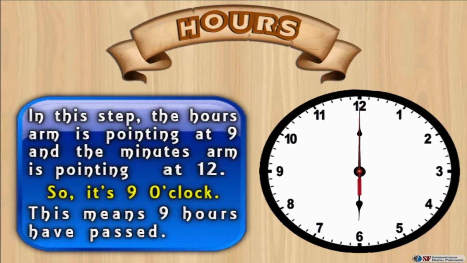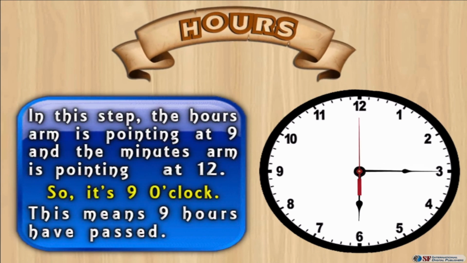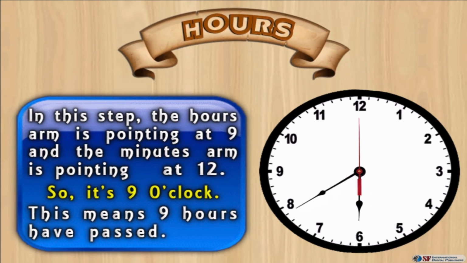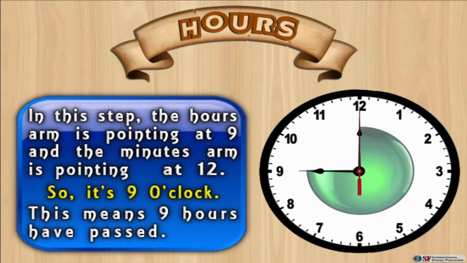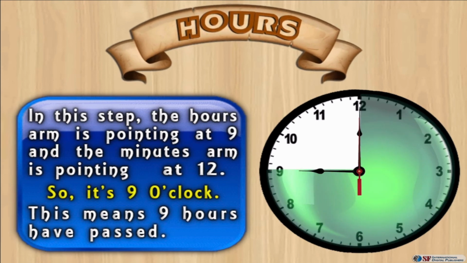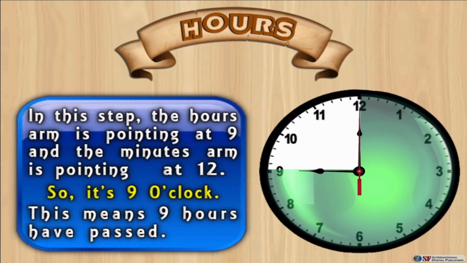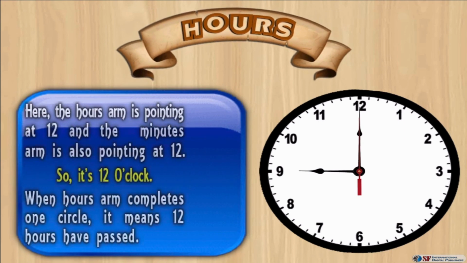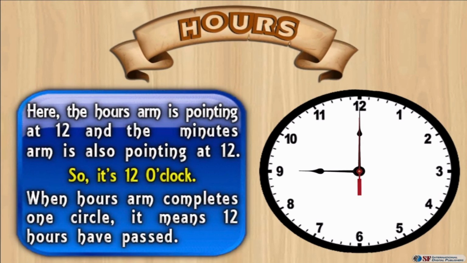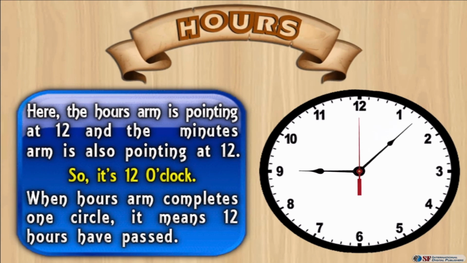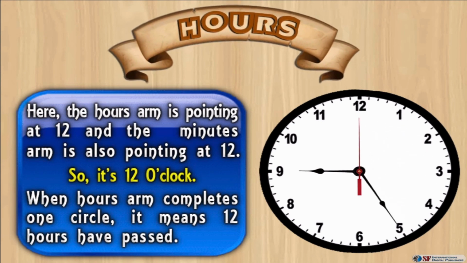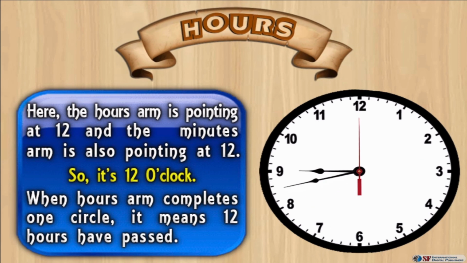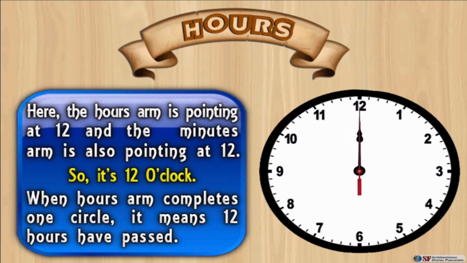In this step, the hours arm is pointing at 9, and the minutes arm is pointing at 12. So it's 9 o'clock. This means 9 hours have passed. Here, the hours arm is pointing at 12, and the minutes arm is also pointing at 12, so it's 12 o'clock. When the hours arm completes one circle, it means 12 hours have passed.